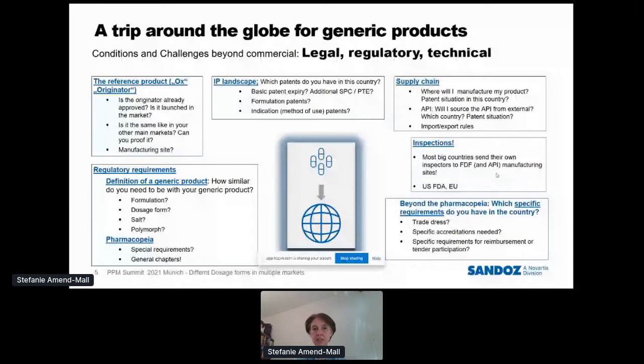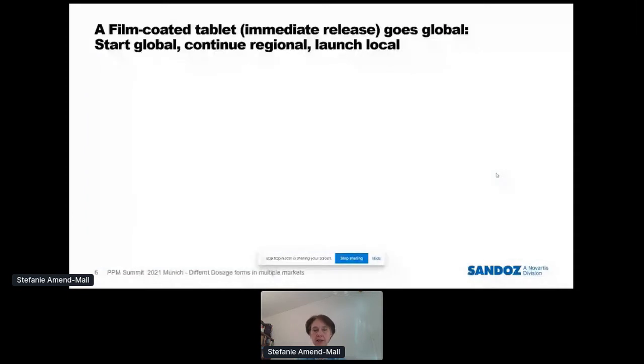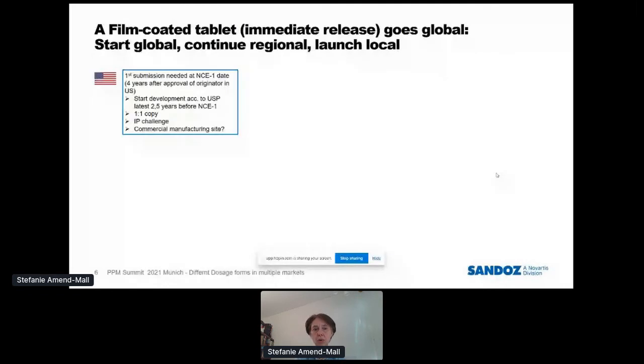And let me now give you an example how such a strategy looks like, for example, for a film-coated tablet. So the starting point usually is US. Why US? Because it's the earliest country where I need to submit my product. And this means I have there just 4 years after originator approval until I can submit. And I think most of the spectators know how this is going. You have this NCE-1 date, and then you can submit if you go also for an IP challenge.